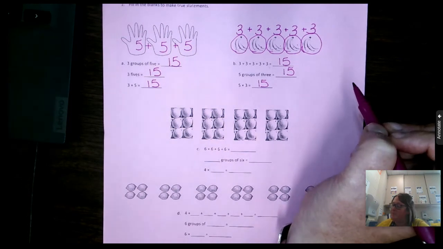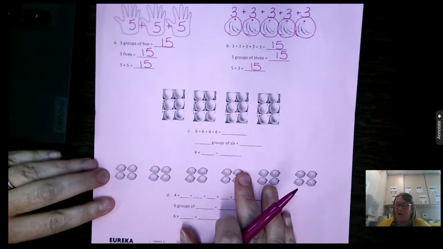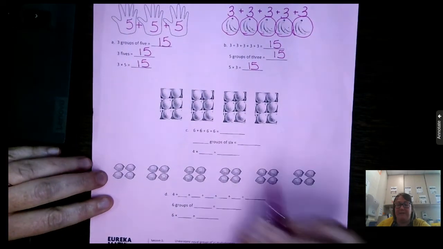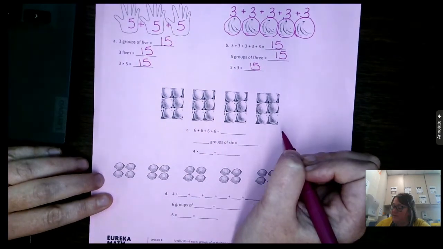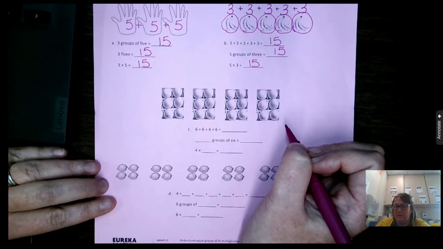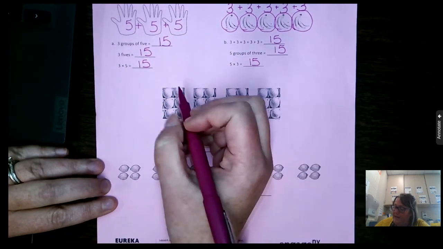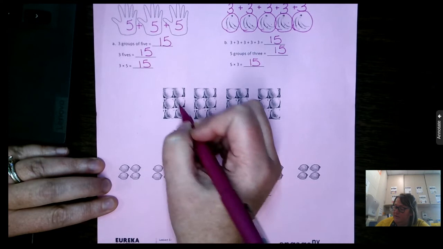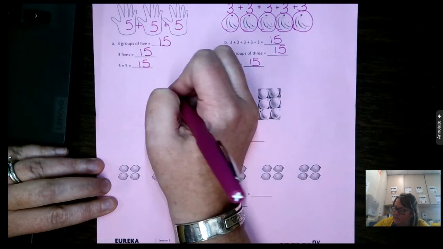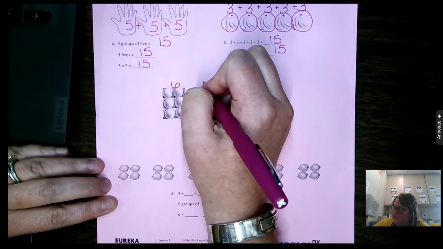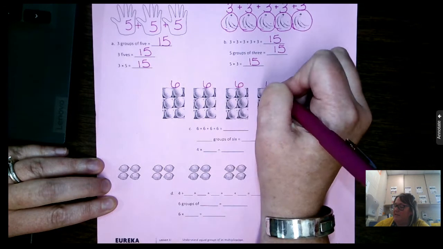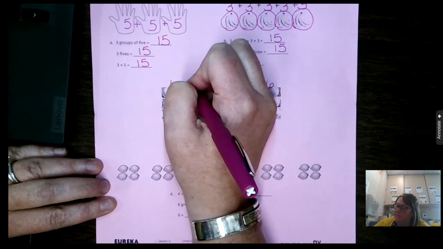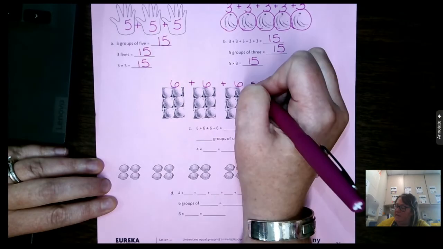Okay, moving on. Okay, are we ready for the next one right here for C? So we have, I think they're eggs. What do you think? They look like eggs in a carton. So how many eggs are in each section here? 6, right? So 6, 6, 6, and 6. And we're going to put a plus sign in between it to make repeated addition.